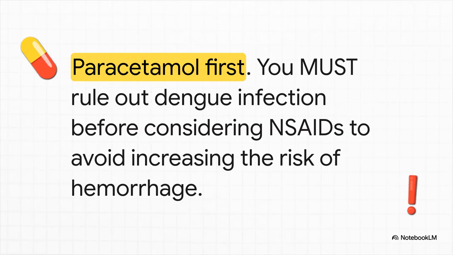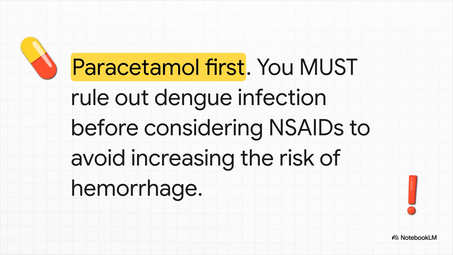Look, there is one golden rule here that you just cannot overstate. Paracetamol first. Always. You absolutely, positively must rule out dengue virus infection before you even think about reaching for an NSAID like ibuprofen or diclofenac. It's non-negotiable. And this is especially true because management is entirely supportive. We have no licensed specific antiviral treatments for chikungunya virus, which means symptom control and, most importantly, avoiding harm is the whole game.